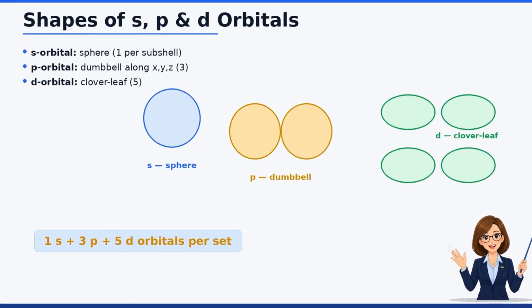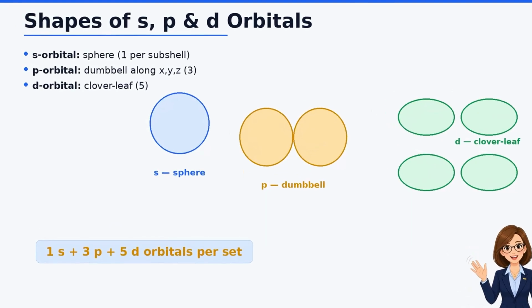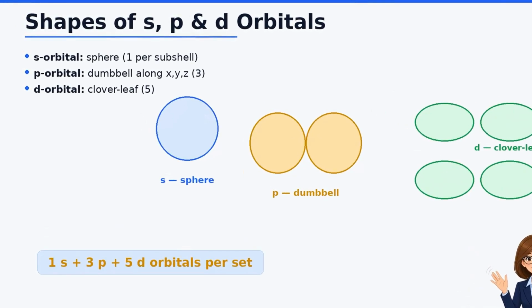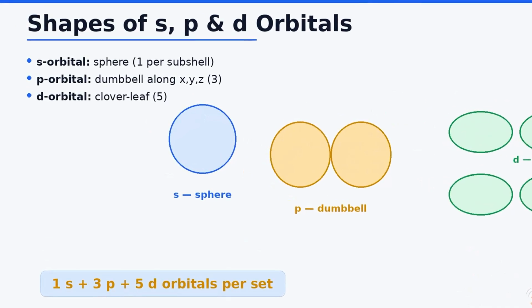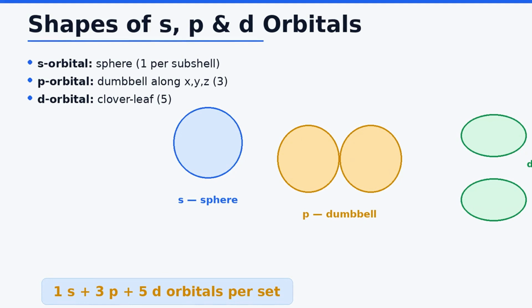These orbitals have beautiful shapes. An s orbital is a simple sphere. A p orbital looks like a dumbbell, pointing along the x, y, or z axis. And the d orbital looks like a four-leaf clover. So spheres, dumbbells, and clovers. That's the family of atomic orbitals.